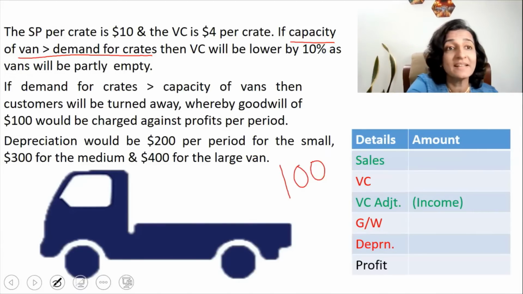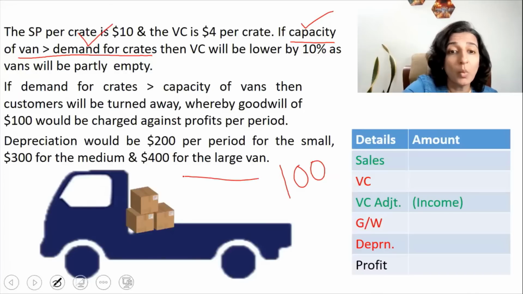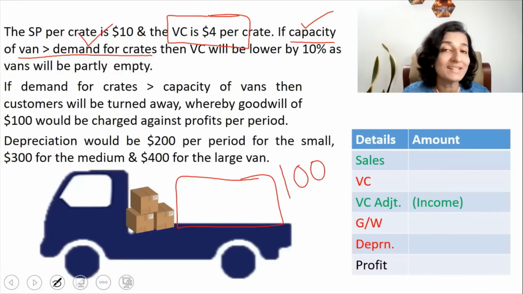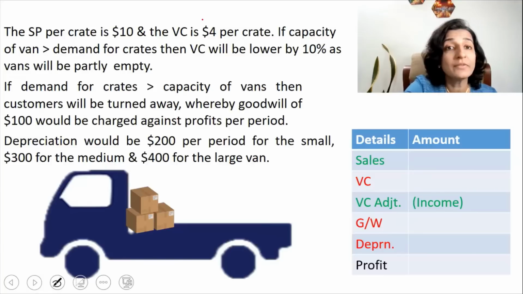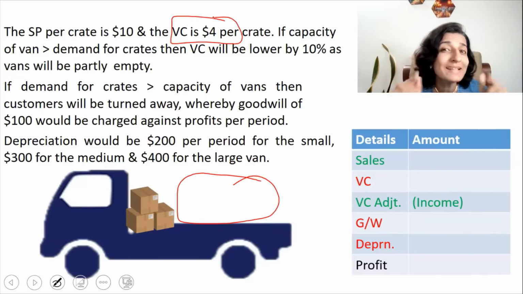But what have they said? The demand is less than the capacity, which means that the van is not fully occupied. So the van is partly empty, which means that the variable cost of $4 per crate has to be adjusted. It is not $4 per crate anymore. Maybe you would have a savings on the fuel cost to a certain extent because you don't need to distribute to many places. So basically, we will have to make an adjustment for this variable cost of $4. It is an amount less than $4.